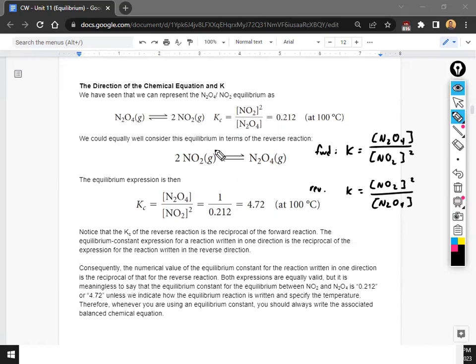Does that make sense? So depending on the direction that you're going, the K value is going to change, and the K value is just going to be the reciprocal or the inverse of the two. So just keep that in mind. You guys good with that? All right, just making sure. Okay, so it tells us here that the K value is 0.212. That means for the reverse reaction, or the opposite reaction, it's just going to be the inverse. So 1 divided by 0.212, which happens to be 4.72.